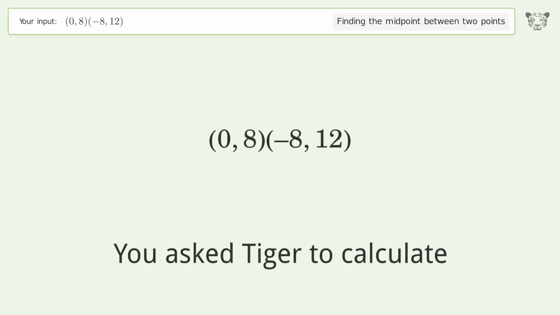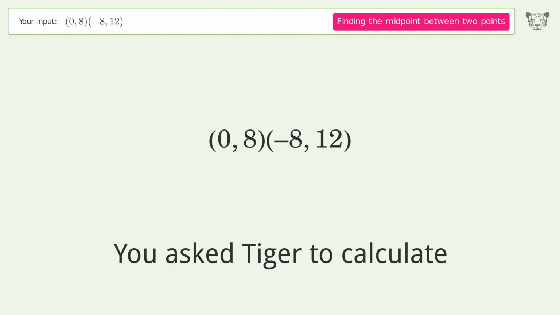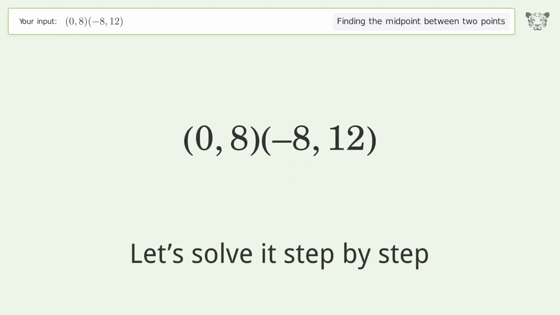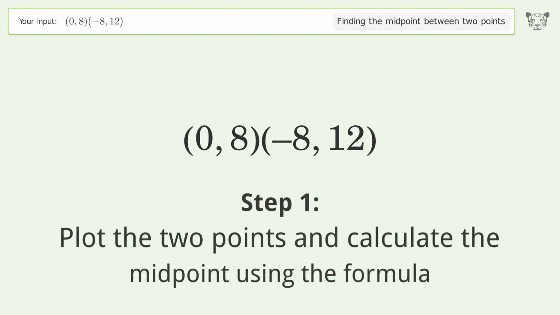You ask Tiger to calculate. This deals with finding the midpoint between 2 points. The midpoint between the 2 points is -4, 10. Let's solve it step by step. Plot the 2 points and calculate the midpoint using the formula.